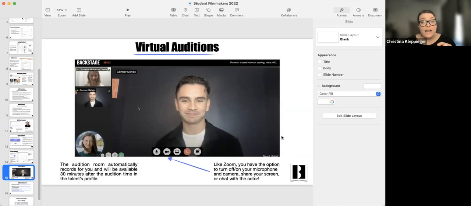It only records the actors. That's the other important thing for you to know. I know filmmakers can be a little camera shy. It's only going to record the actor side of it so that it will look essentially like a self-tape or like an in-person audition session.